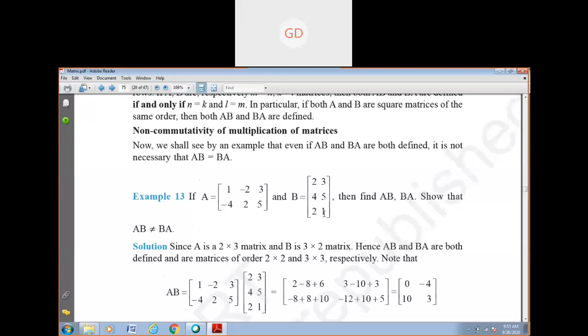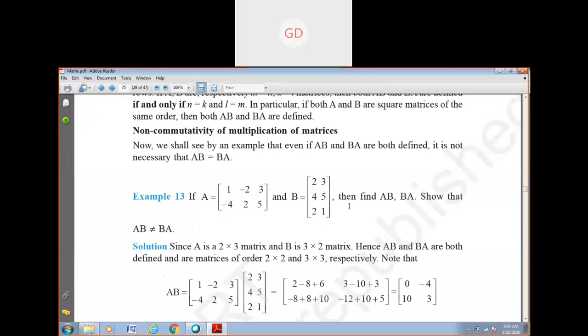If we consider A as the first matrix and B as the second matrix, then the number of columns of the first is equal to the number of rows of the second. That means we can multiply AB. If you reverse it, B is the first matrix, its columns are 2 and A is the second matrix, its rows are 2. So then also we can multiply BA. That means the condition is satisfied for both AB and BA. Now check whether A into B is equal to B into A or not.